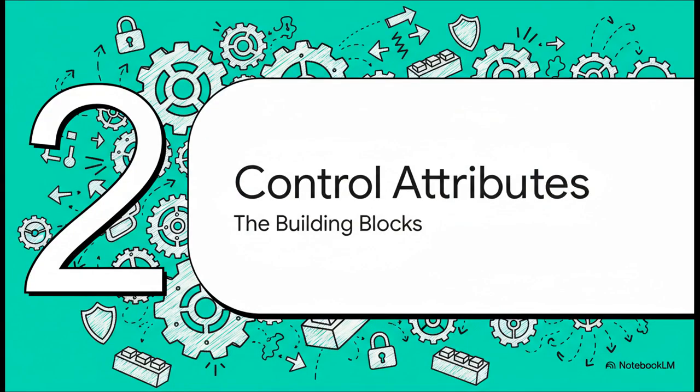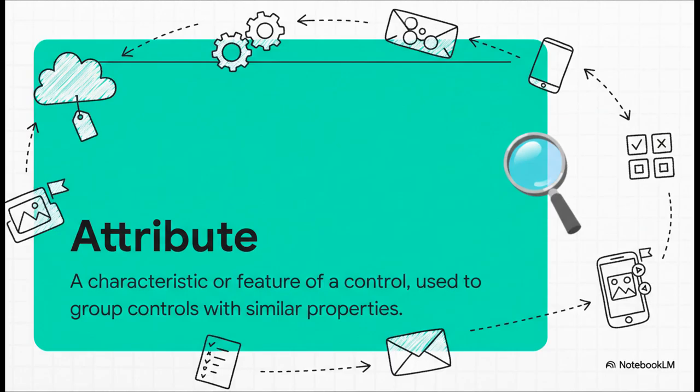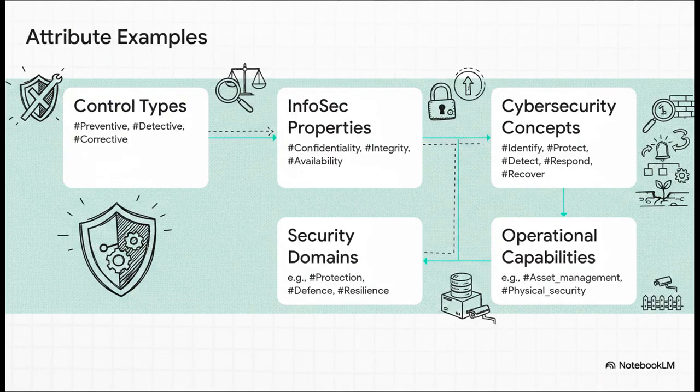So let's get into the mechanics of this. To really take advantage of this new system, we first have to understand its building blocks, which are the control attributes themselves. So what is an attribute really? Well, the official definition is a characteristic or feature of a control. But in plain English, it's just a tag. Seriously, if you've ever tagged a photo on social media or put a label on an email to keep things organized, you already get the concept. Every single control in the standard now has a set of these tags, and that lets us group them in some incredibly useful ways. Now, the standard gives us 5 example attribute sets to get us started.